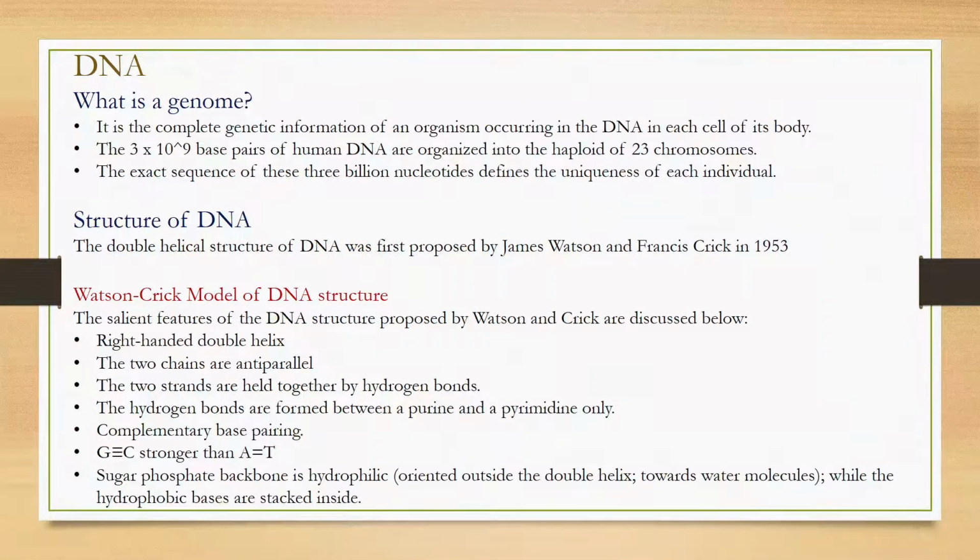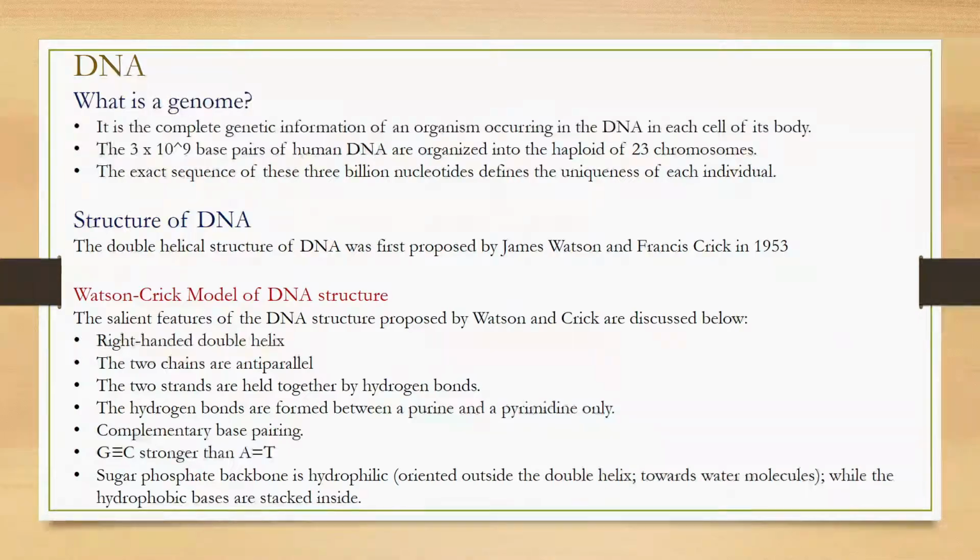Now come to DNA, the nucleic acid, deoxyribonucleic acid. Now what is the genome? The genome is the complete genetic information of an organism occurring in the DNA in each cell of its body. Every cell of a multicellular organism contains the same complement of genetic material allocated among different chromosomes, each of which contains a separate DNA molecule.